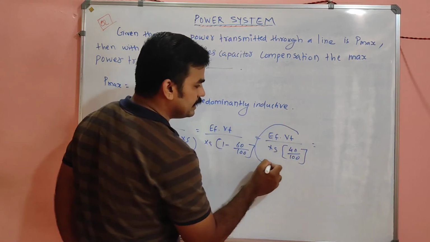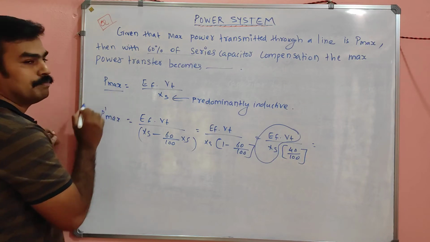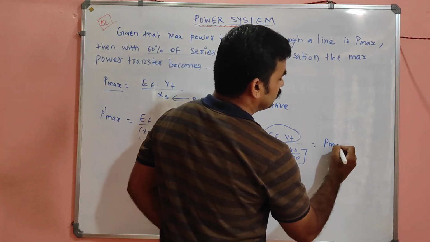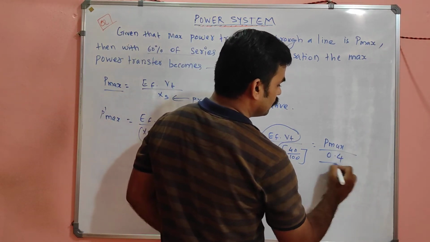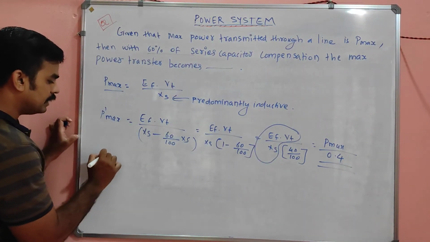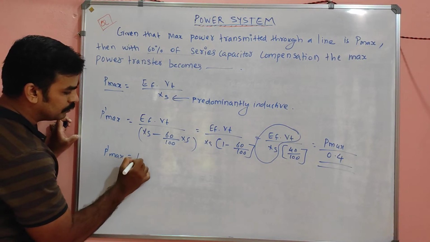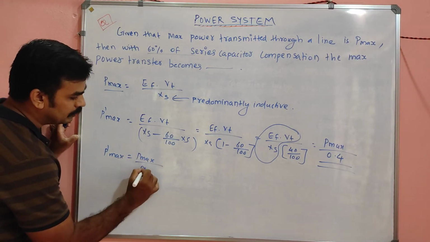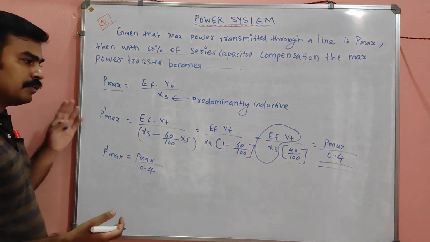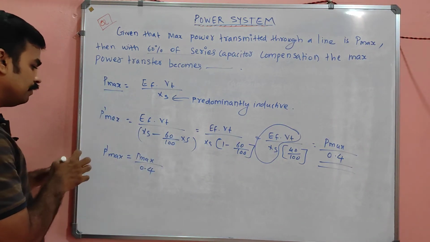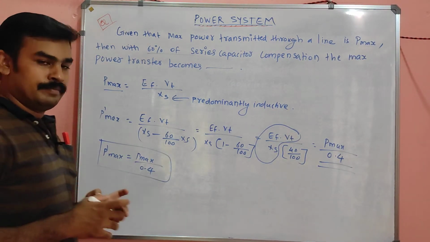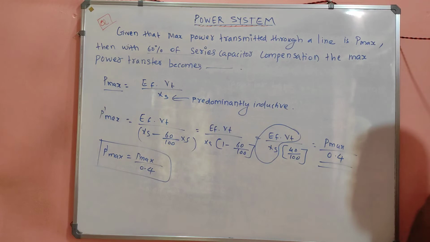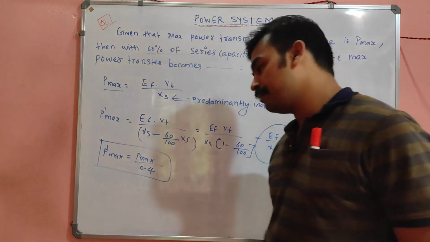What is this EF into VT divided by XS? We have P max. So it is P max divided by 40 by 100, which is nothing but 0.4. So that is the final answer. P dash max will be equal to P max by 0.4. You will get some value, and that will be the final answer. Is it clear? So the maximum power transfer now becomes P max by 0.4.